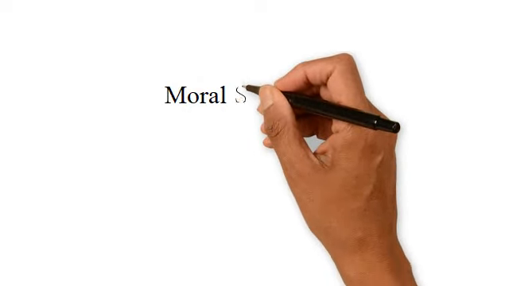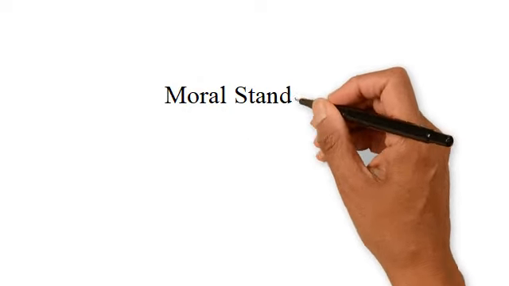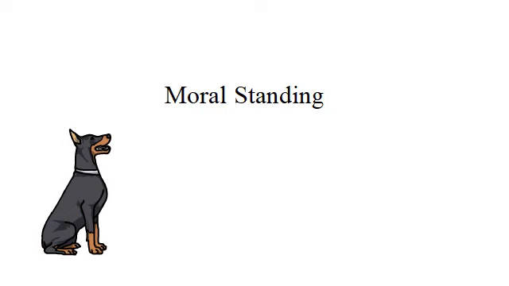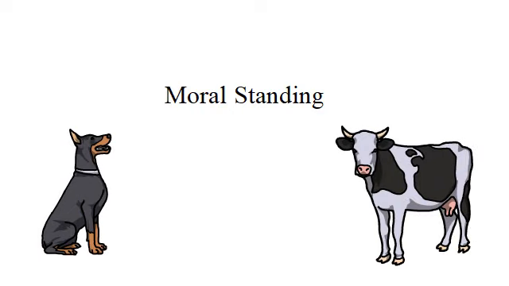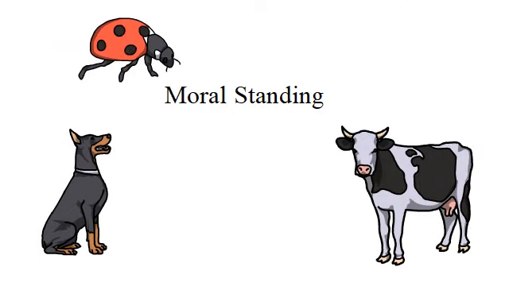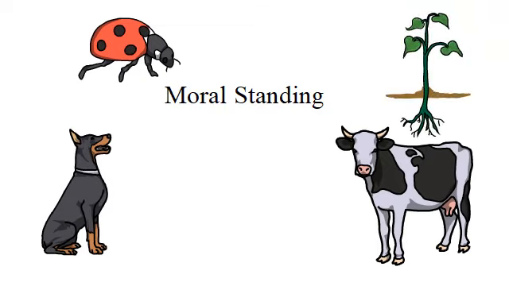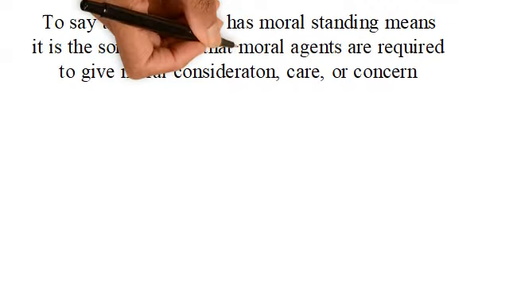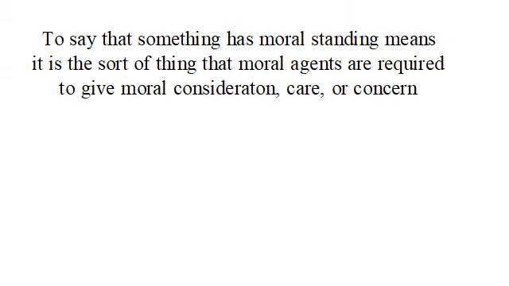In this video, I am going to discuss some positions on the nature of moral standing. In particular, I will focus on two questions. First, what kinds of things have moral standing? And second, in virtue of what exactly do things have it? To say that something has moral standing means that it is the kind of thing that moral agents are required to give moral consideration, care, or concern.